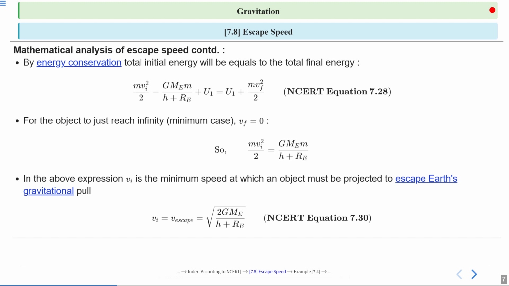All right. So the formula for escape speed is Vi is equal to V escape is equal to under root 2 into G Me divided by h plus Re. And this equation shows us that the escape speed depends on the gravitational constant G, the mass of Earth Me, and the distance from the center of Earth, that is h plus Re.